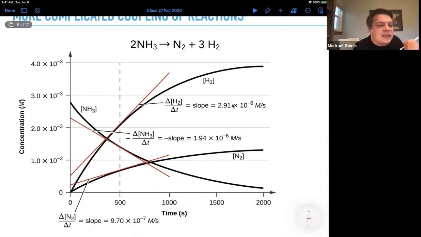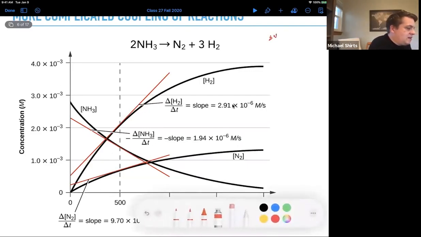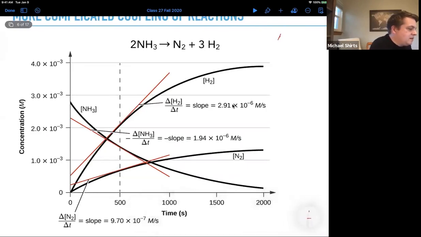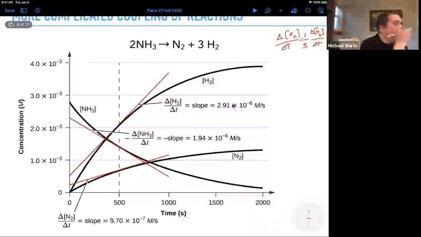Let's see what we'd expect the relationships to be. Let's say we have the rate of change of appearance of N2, delta concentration of N2 divided by delta t. How does that relate to the rate of change of hydrogen? We expect to see three hydrogens for every nitrogen. So the rate of appearance of nitrogen will actually be 1/3 the rate of H2 over delta t, right? So even though there's a 3 in the balanced chemical equation, what that translates to in terms of rate is that the rate of hydrogen is 3 times larger. Therefore, 1/3 of the rate of hydrogen change is equal to nitrogen change.